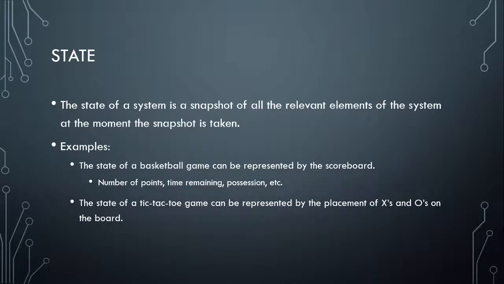So some quick examples. The state of a basketball game can be represented by the scoreboard. You have things like number of points, time remaining, who has possession of the ball, etc. All those things are different states. If I look at number of points, that one's pretty self-explanatory. You start scoring points and change the point value. How much time remaining? That's very important to know when the game's going to end. And possession, who has possession of the ball? So it's either Team A or Team B.